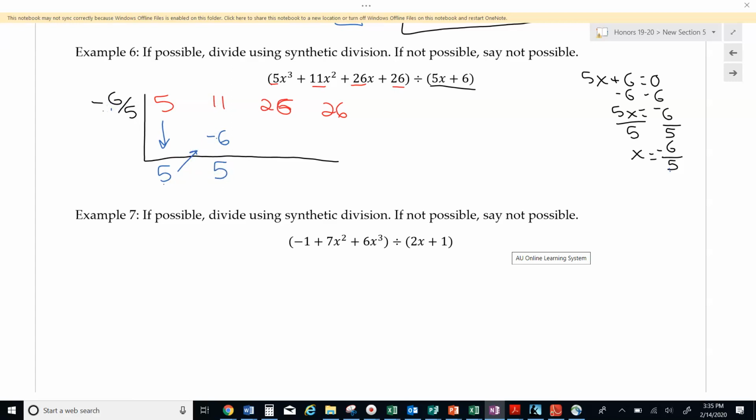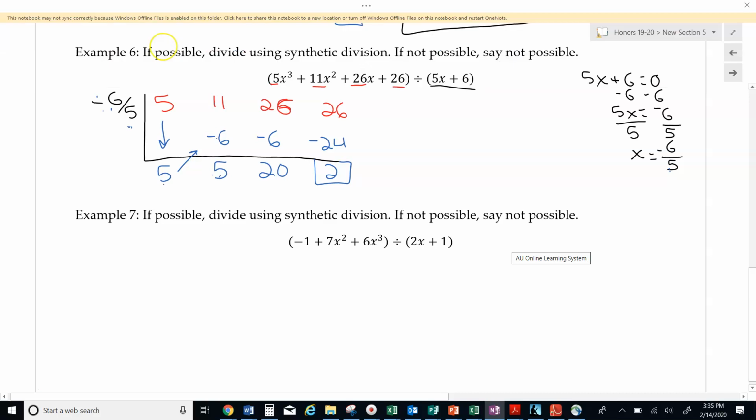Negative 6 fifths times 5 is negative 6. I get 20. I always do division first. 20 divided by 5 is 4 times the negative 6 is negative 24. So I get a remainder of 2. Okay? That box is around that 2.